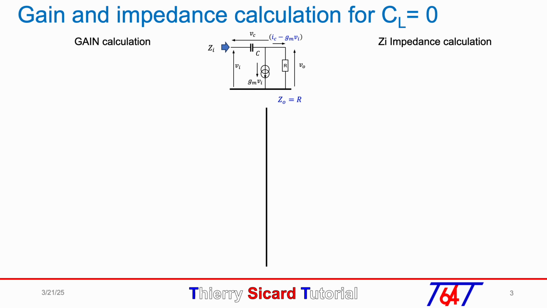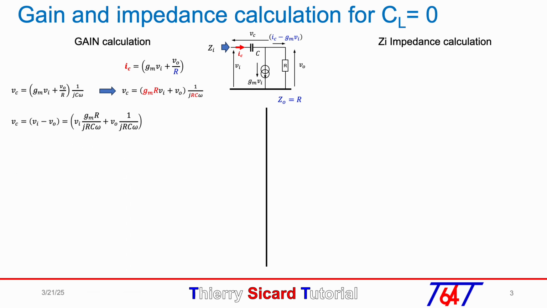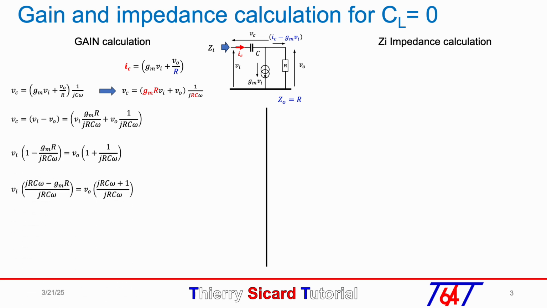We will begin by calculating the gain. To do this, we write the capacitor current IC denoted in red, then the equation for the voltage VC across the capacitor C. By multiplying all terms by R, we obtain the DC gain term Gm times R and the pole 1 over RC. The voltage VC is then replaced by Vin minus Vout, and we separate the Vin function on the left and Vout function on the right.